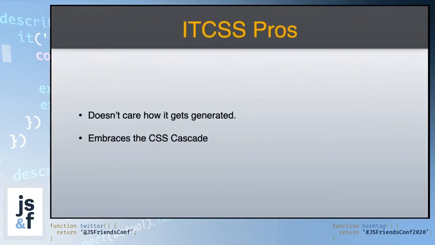Some of the pros that I like about this approach: it really doesn't care how it gets generated. It's more about aligning to a methodology of source order and specificity than it is about how to get the CSS onto the page. I really like that it embraces the cascade. I know a lot of developers dislike the cascade, but it's an intentional feature of CSS, and it's nice to see an architecture that embraces it rather than fights against it.